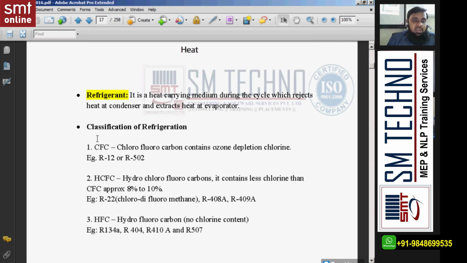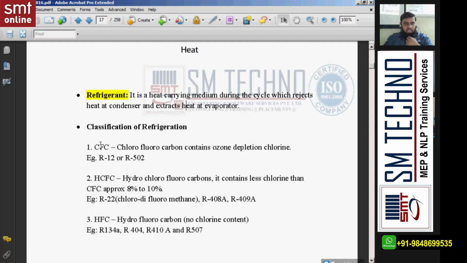Next, if you refer to any RAC book, you'll find the list of refrigerants. You can go through it when you have time, and already as mechanical engineers you know different types of refrigerants. But what are the types of refrigerants? They are classified into three categories.